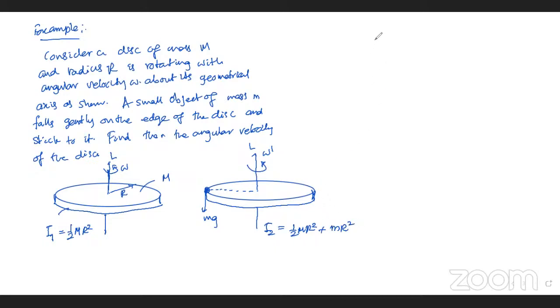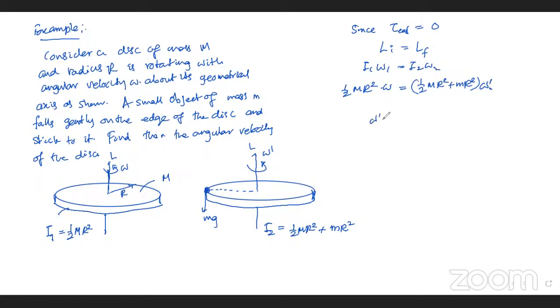Now, as the angular momentum is not changed because no external torque is applied on it, we can write that the initial angular momentum equals the final angular momentum. That's I1 omega 1 equals I2 omega 2. I1 is half M R square, omega is the given angular velocity, and the final moment of inertia is half M R square plus m R square, with omega dash. Then you can simplify this easily. R square will cancel, and omega dash equals M omega divided by M plus 2m.